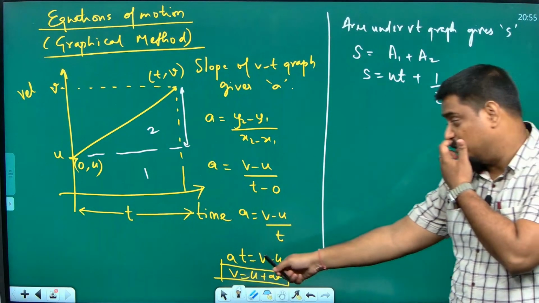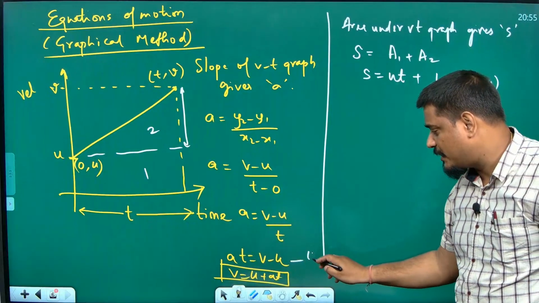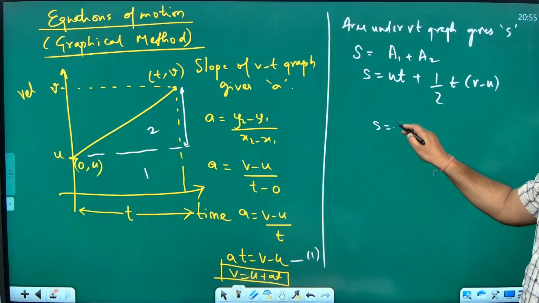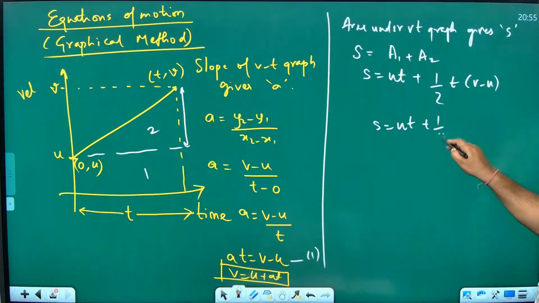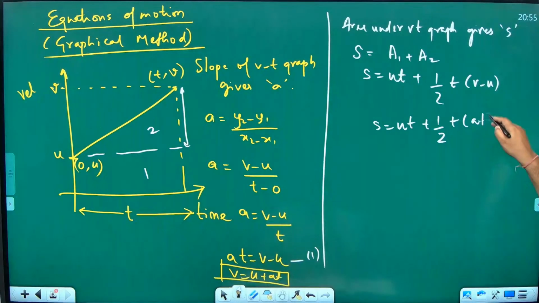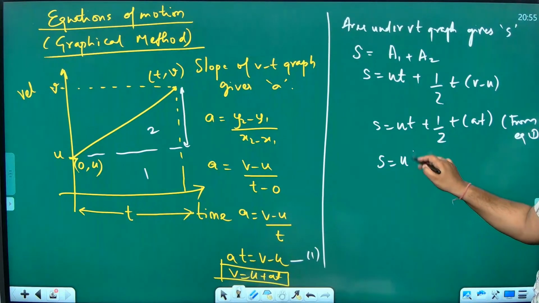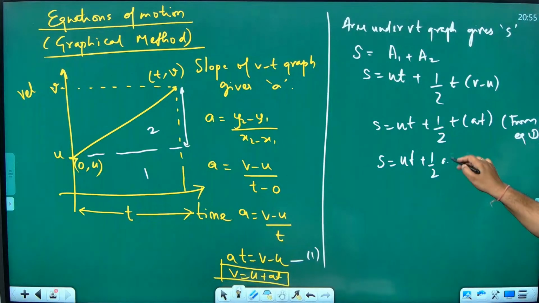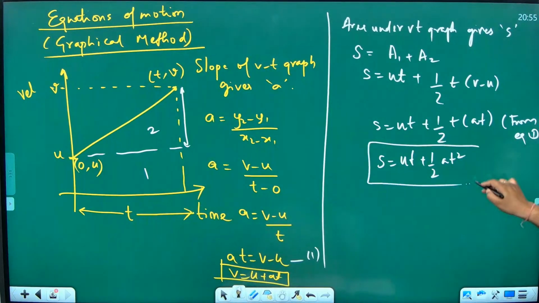What is V minus U? AT. Let this be equation number 1. So S will become equal to UT plus half into T into AT. How AT came? From equation 1. I hope you agree. So S will become equal to UT plus half AT square. What is that? Second equation of motion.